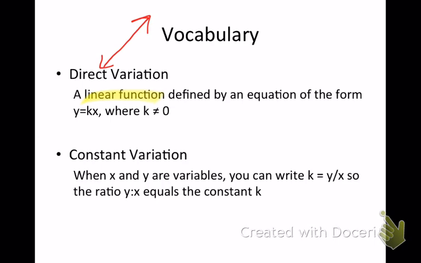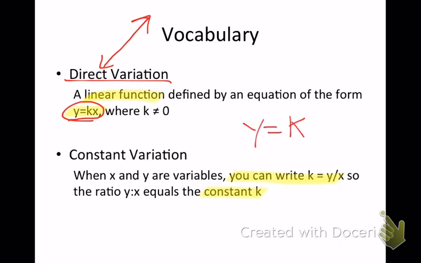So that direct variation, that linear function, we're talking about a line function. And it's defined as y equals kx. Okay, so direct variation is that form right there, y equals kx. I got to be able to recognize that. Then we have the constant of variation. The constant of variation, when x and y are variables, you can write k equals y over x. So the ratio y to x equals the constant k. That is derived from this equation.